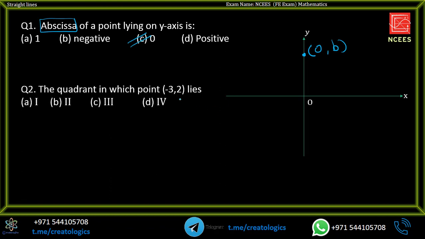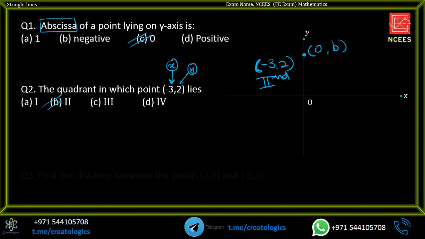The quadrant in which the point -3, 2 lies. So the first one represents abscissa and the second one represents ordinate. Means this is for the x part and this is for the y part. So x part is negative and y part is positive. So obviously your point will lie in this region where x is negative, y is positive. So this is your second quadrant.